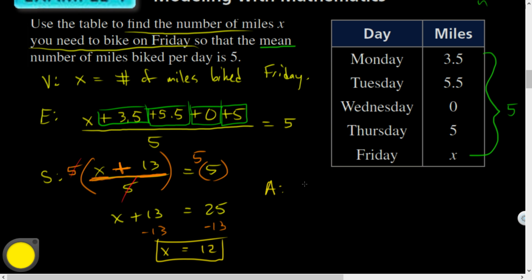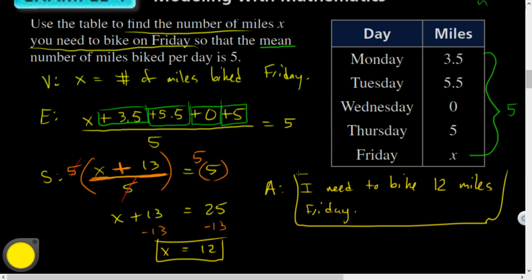Or you could add a little bit of poetry to it if you want. You could say, I need to bike 12 miles Friday, right? There you go. Now you've got a story. The people are following you. They feel you, they get it. They're like, man, 12 miles. That's a long bike ride, right? That's what they'd be thinking. All right.